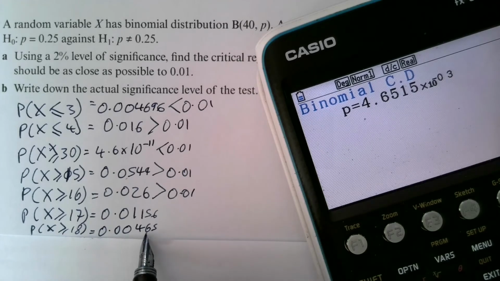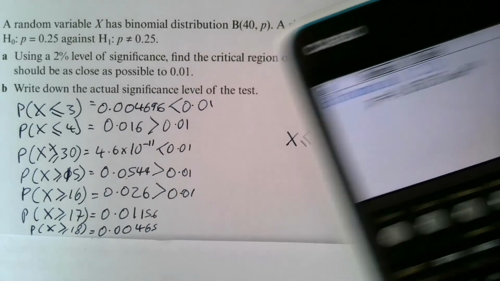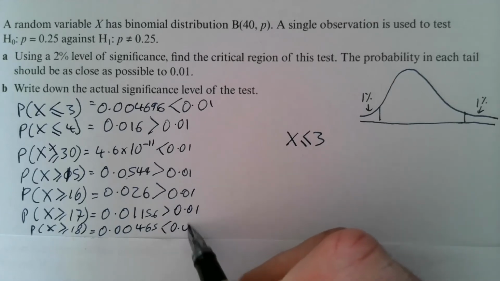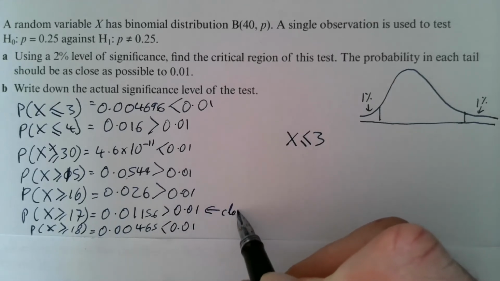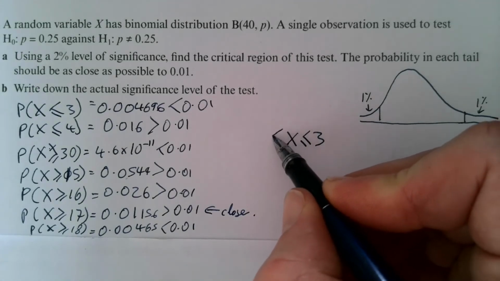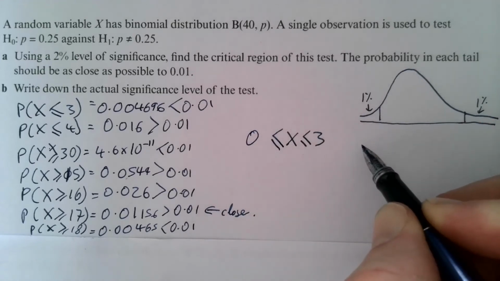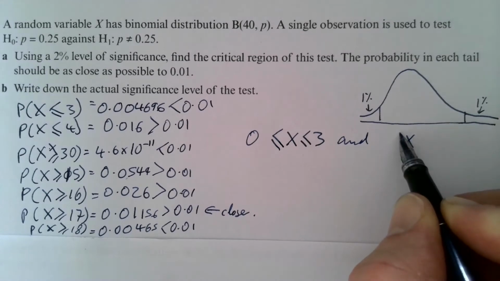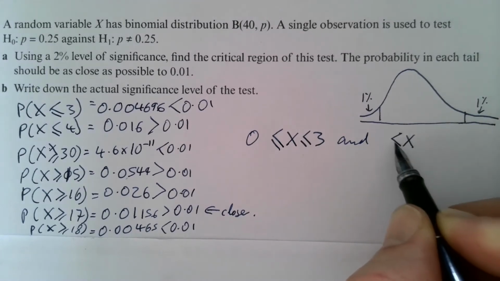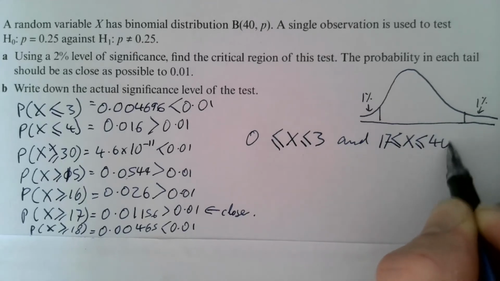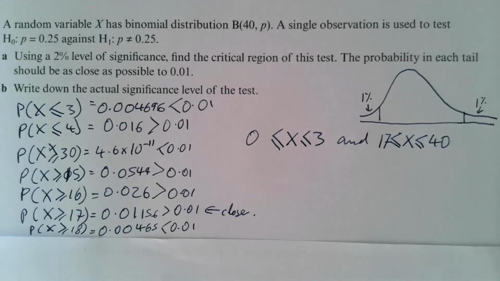That's 0.00465, which is nearly 3.5 away, whereas that is only 108, so that is going to be closer. So that's more than 0.01, that's less than, but that one is closer. So our other one is going to be more than that. So we've got x being 0 up to 3 and the number of them being more than or equal to 17 but less than or equal to 40, because we've only got 40 tests.